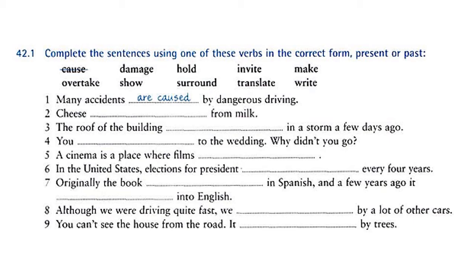Number 1 is an example. It is done for you. Many accidents are caused by dangerous driving. Number 2: we have cheese from milk. The cheese is made from milk. Number 3: the roof of the building, we have in a storm a few days ago.